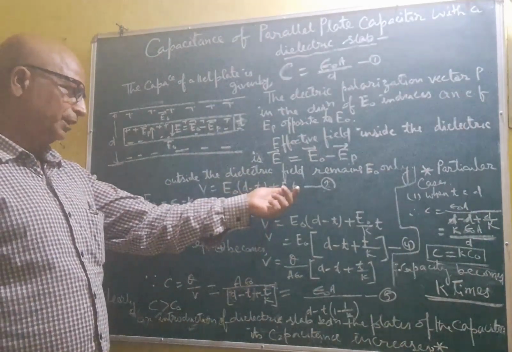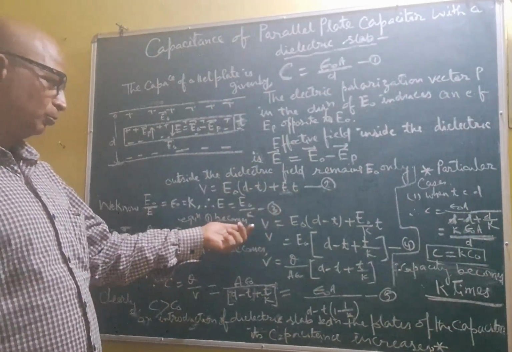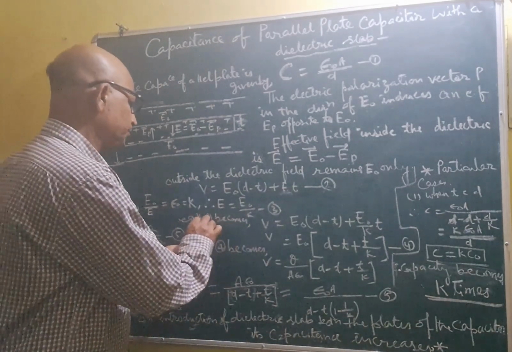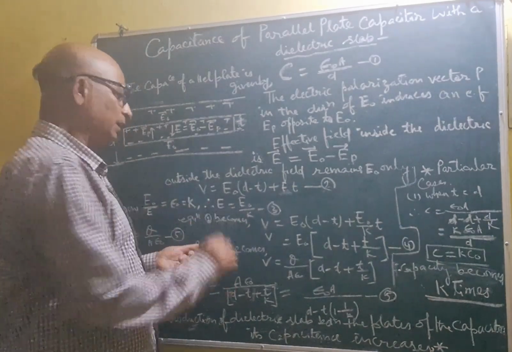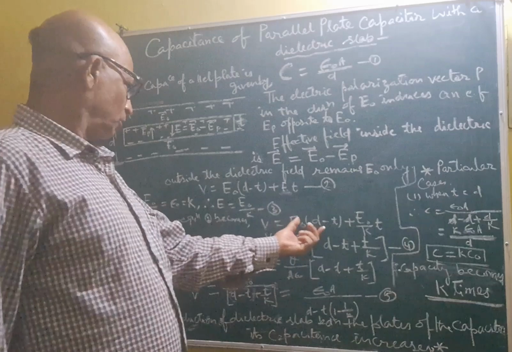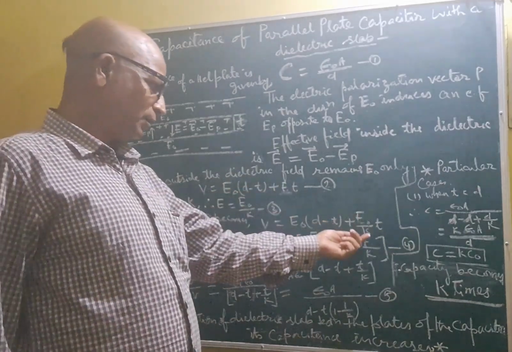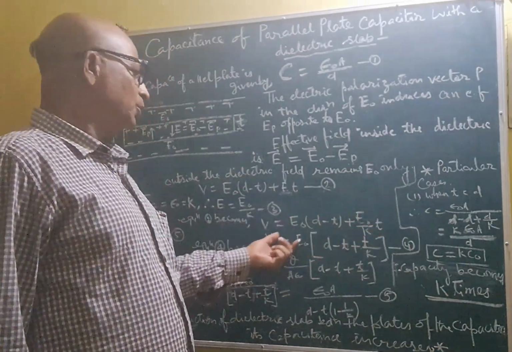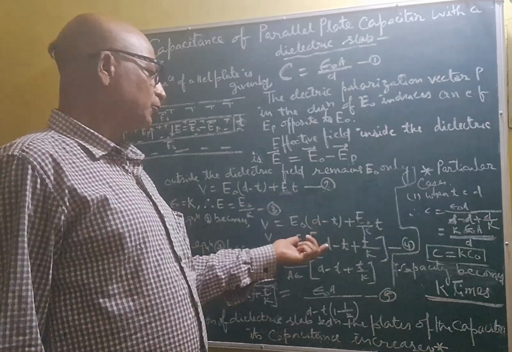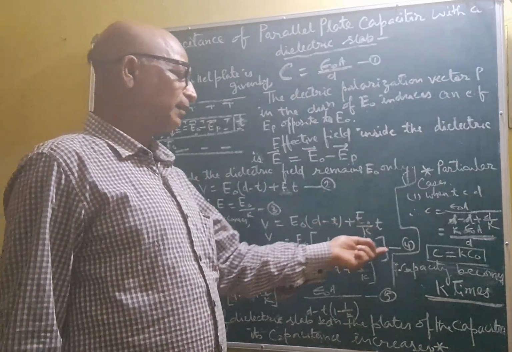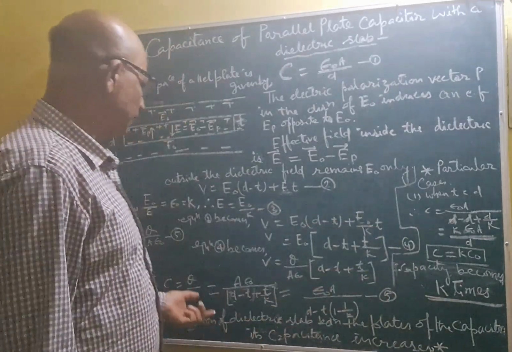Putting the value of E in equation 2, the equation becomes V is equal to E0 (d minus t) plus E0 by K into t. So take E0 common here, so d minus t plus t by K. This is equation number 4 here.